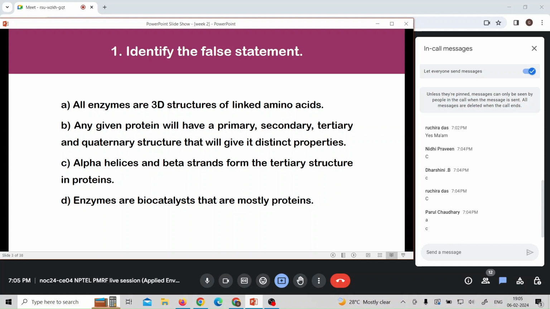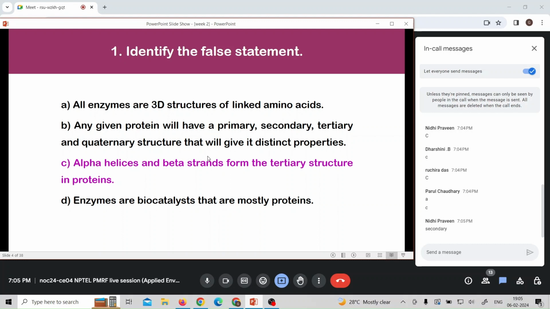Okay, so I got quite a number of responses now. So alpha helices and beta strands form the tertiary structure in protein. So all of you have almost answered that as a false statement. So if not for tertiary structure, then what do alpha helices and beta strands belong to? Right. So yes, your answers are right.